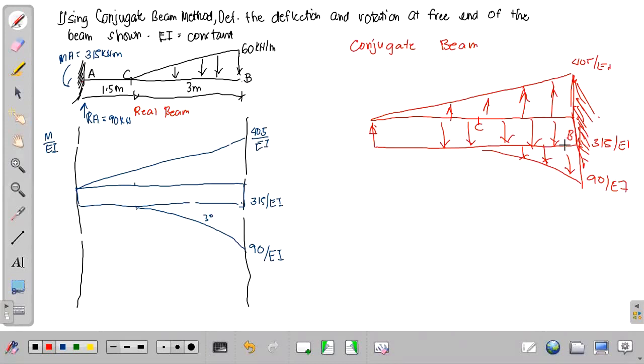Okay. So, our problem is we have to determine the deflection. Pagka deflection yung hinahanap natin, anong kailangan nating kunin sa conjugate beam? We need to solve for the moment, bending moment of the conjugate beam. Pagka rotation ang hinahanap natin, anong kailangan nating isolve sa conjugate beam? We need to solve for the shear. Okay? So we need to solve for the moment here at B and our reaction here at B. Shear.